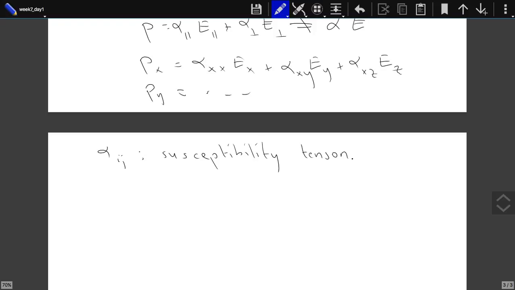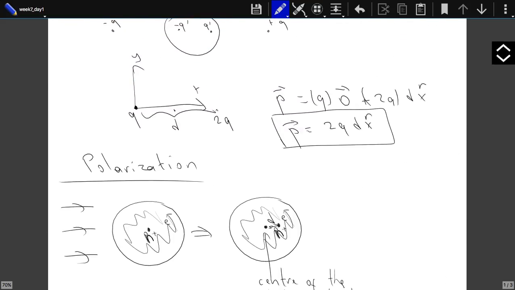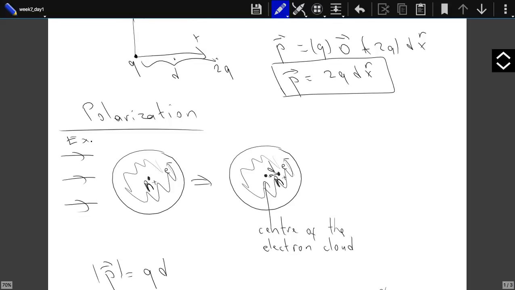Hocam burada dipole moment'ı displacement ne yaratıyor? Ben orayı anlamadım. Well, you see, here we had an example. In this example, it was the displacement that created the dipole moment of the system. Zaten bir dipole momentumuz yok. No, not in this problem.